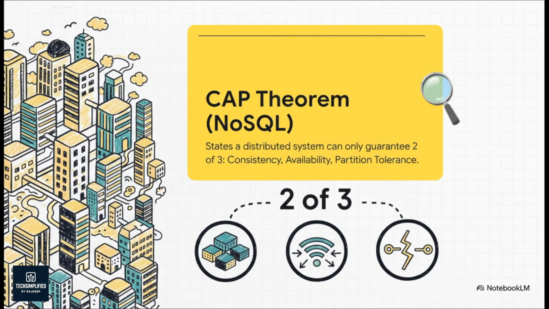NoSQL databases play a different game, and it's best explained by something called the CAP theorem. The short version is that in a distributed system, you can only pick two of these three things: perfect consistency, constant availability, and partition tolerance. NoSQL often decides to sacrifice immediate perfect consistency in favor of always being online and available. This means for a split second, some data might be slightly out of sync across the system, but it will catch up. We call this eventual consistency.